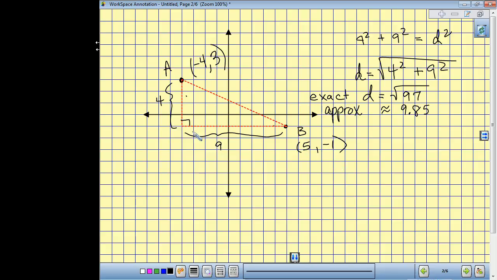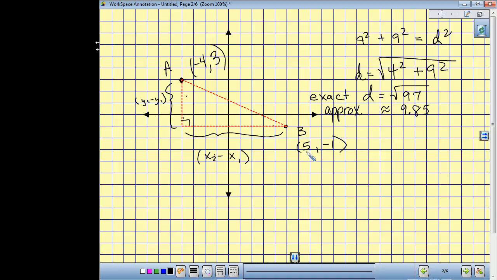Let's generalize a little bit. What do we do to get this distance and this distance? Do you see that this is how my x's change? This distance is the change in the x's from here to there. And this distance is the change in the y's. So what I could do is think of this as x2 minus x1, that change in my x's. This I could think of as y2 minus y1.